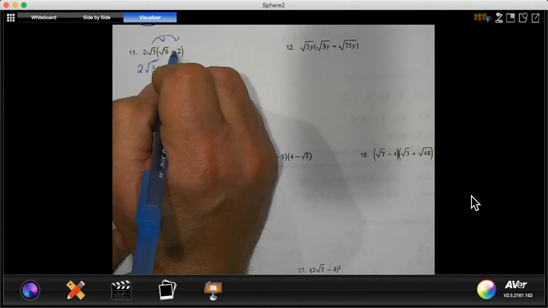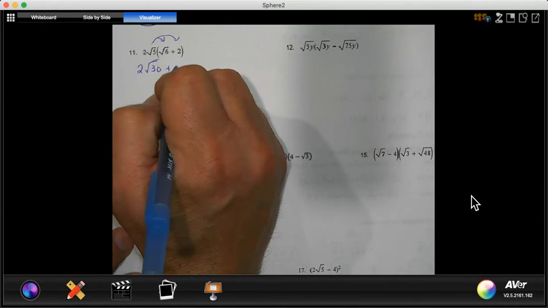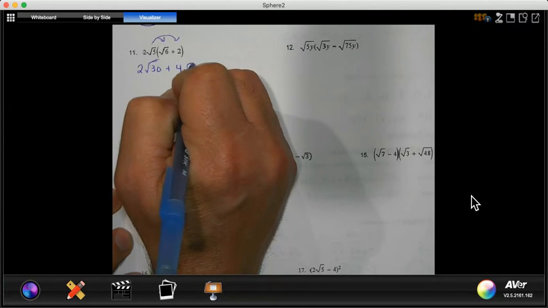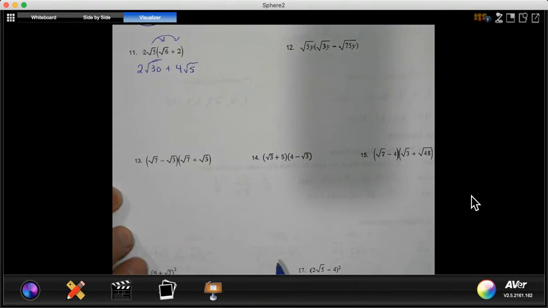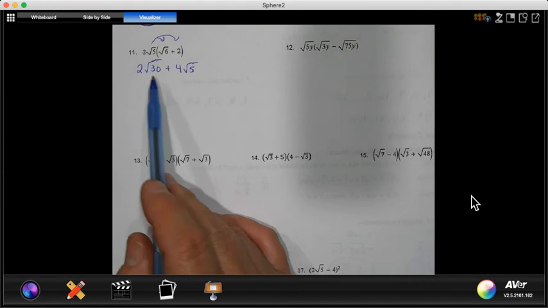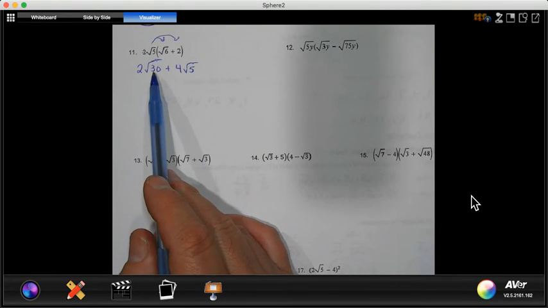Plus, now these are the outside numbers. 2 times 2 is 4, so that's 4 root 5. Now I can't add those together because they're not alike. Now, root 30 in lowest terms, 4 doesn't go into it, 9 doesn't go into it, 16 doesn't go into it, 25 doesn't go into it, so we're done.